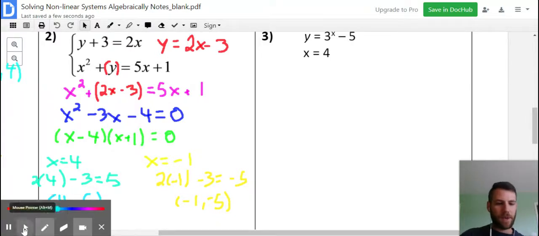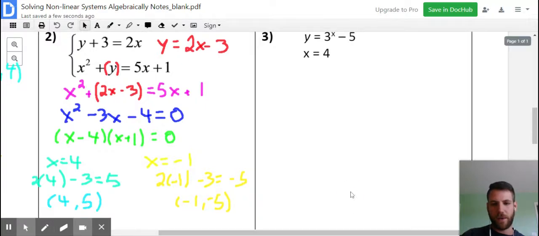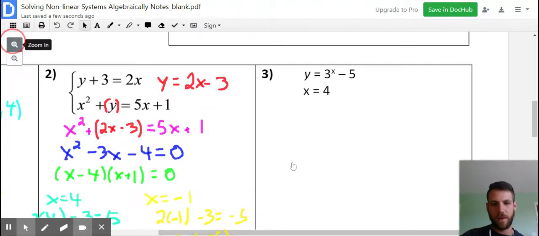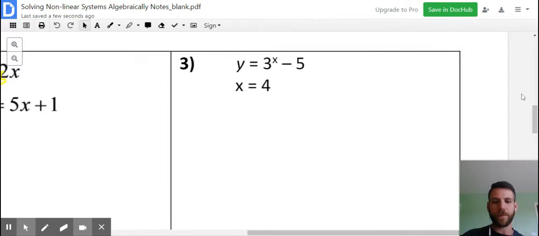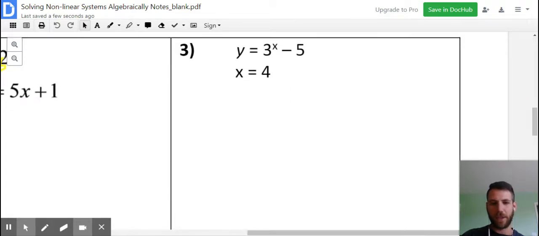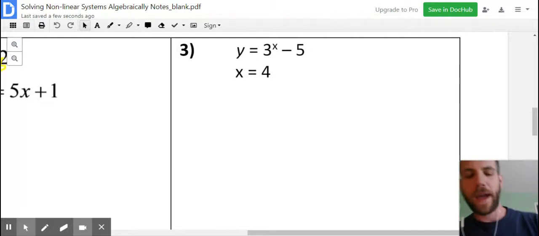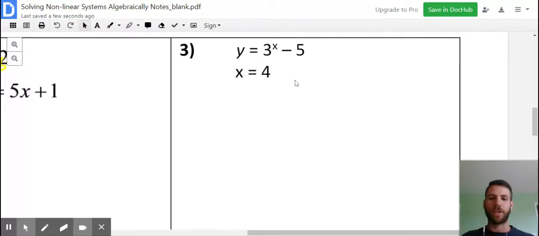Now that finally brings us to our last equation, number 3. And we have an exponential equation and then just an x equals 4. So x equals 4 would be a vertical line, and so we're only going to have this exponential equation cross a vertical line one time. So all we really need to do is take this x, since it's already solved for, and put that into the x in the first equation. So this right here is going to go where this x is up at the top there.